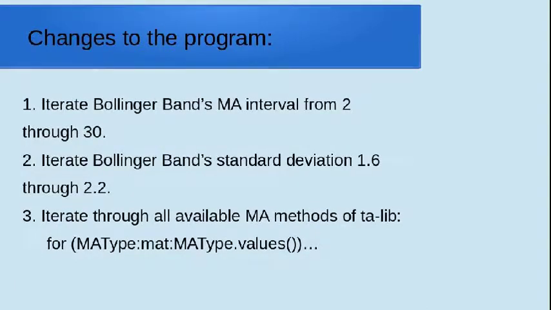In the new code, there will be 3 new iterating loops. The first one will be for the moving average intervals for the Bollinger Band function. We'll change the values from 2 to 30, and we'll step by 1. The second loop will be for the standard deviation used by the Bollinger Band method to build the upper and lower bands. We'll loop from 1.6 through 2.2 and step by 0.1. And finally, the third loop will loop through all the moving average methods available from the ta-lib library, and we'll simply use a simple for statement pulling the MA type values from the enumerator.